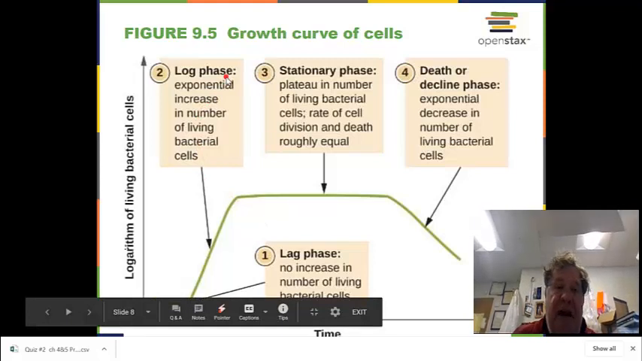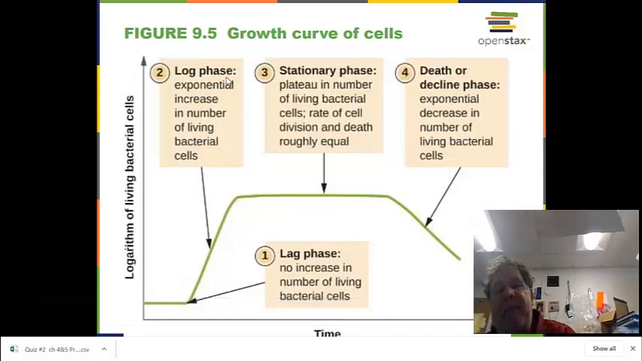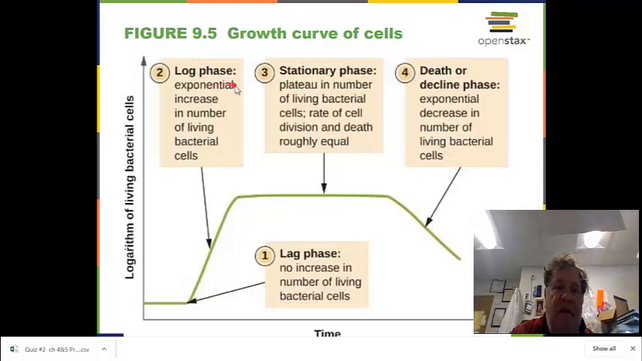Log phase is when those bacteria are growing exponentially. We know a lot about bacteria growing in log phase because that's one of the phases that we really like to have them in. Those cells are dividing. They tend to be synchronous, they all tend to divide at the same time. And so in log phase, we have an exponential increase in the number of living bacterial cells.